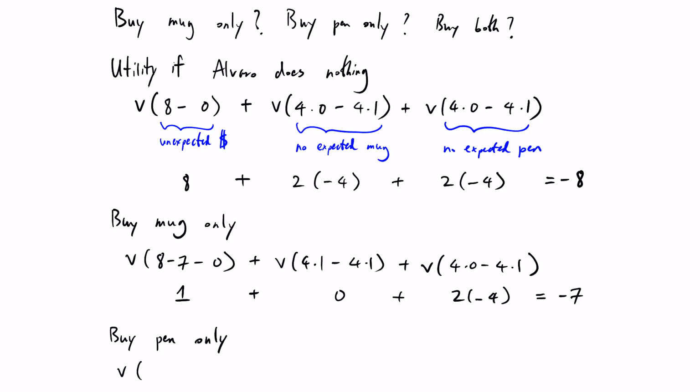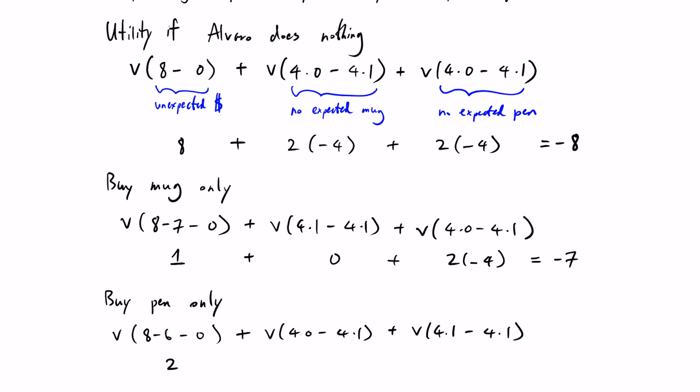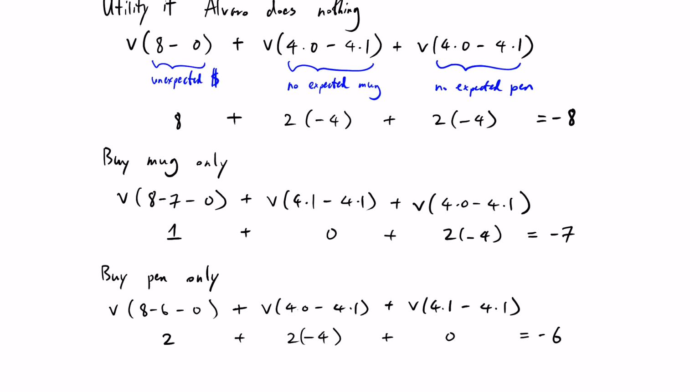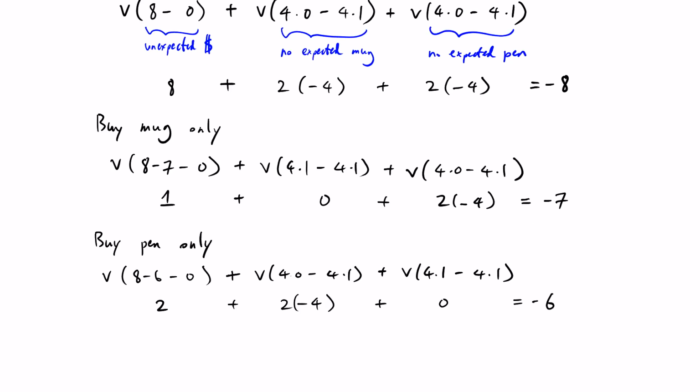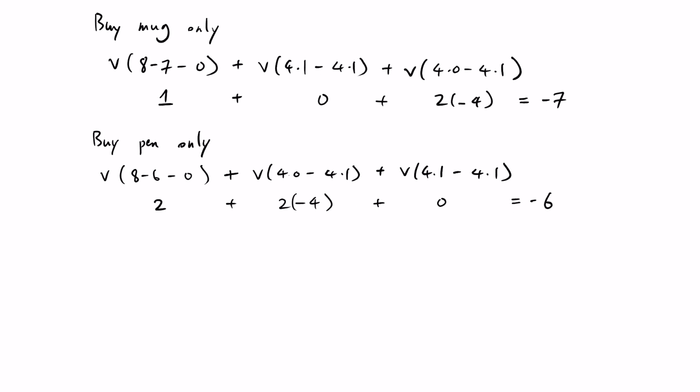What about buying a pen only? So the pen is $6. So spending some money, not getting a mug even though he expected one, getting a pen and expecting one, and that's going to be 2 plus 2 times -4 plus 0. That's -6. That's even better because the pen is cheaper. And finally, what about buying both? Wouldn't that satisfy all his wants?